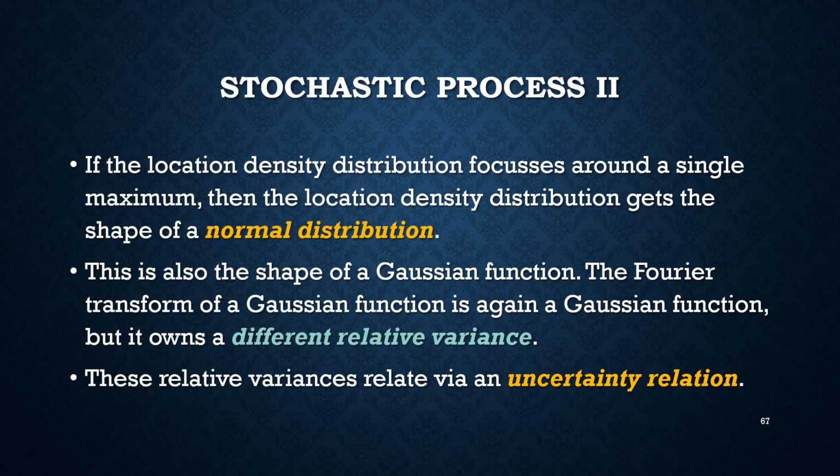If the location density distribution focuses around a single maximum, then the location density distribution gets the shape of a normal distribution. This is also the shape of a Gaussian function. The Fourier transform of a Gaussian function is again a Gaussian function, but it owns a different relative variance. These relative variances relate via an uncertainty relation.